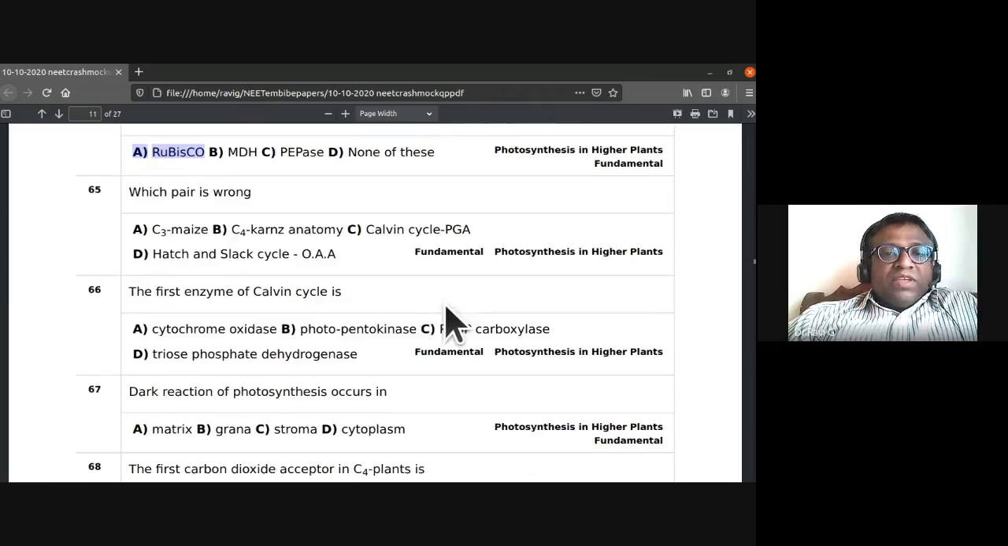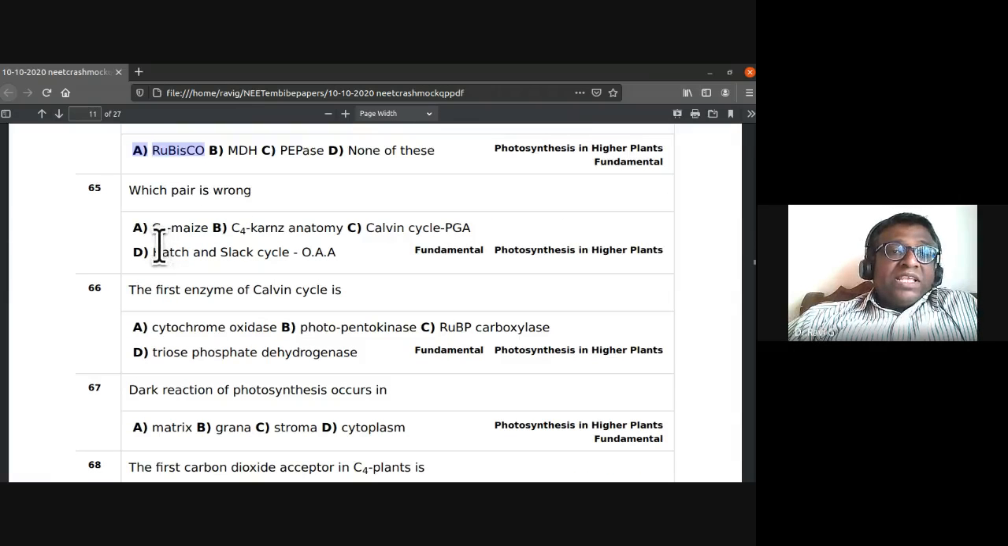65th, which pair is wrong? C3 is not a maize plant. Maize plant is C4. So this itself is wrong. C4 Kranz anatomy, Calvin cycle PGA, Hatch and Slack cycle first stable compound is oxaloacetic acid, they are all correct. A is the wrong pair.